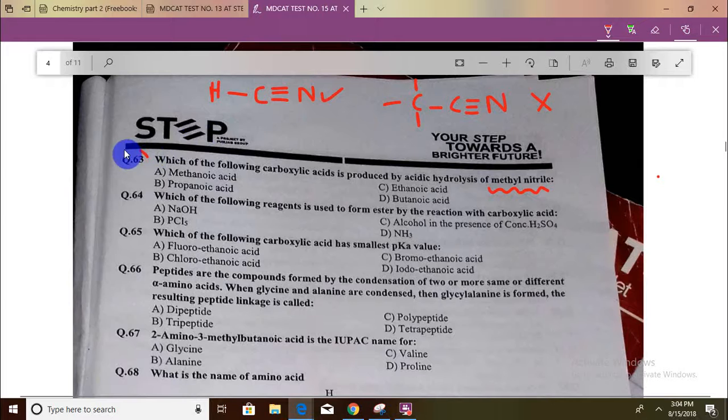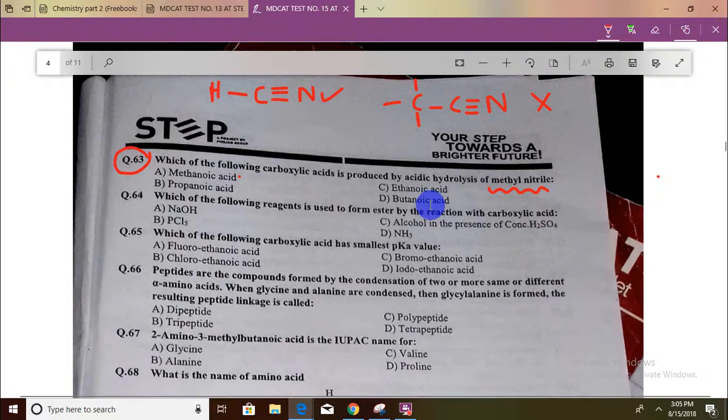And so when we start with a methyl nitrile and we undergo acidic hydrolysis, what are we going to get? We're going to get methanoic acid, obviously, because it has 1 carbon. Propanoic has 3, ethanoic has 2, butanoic has 4.